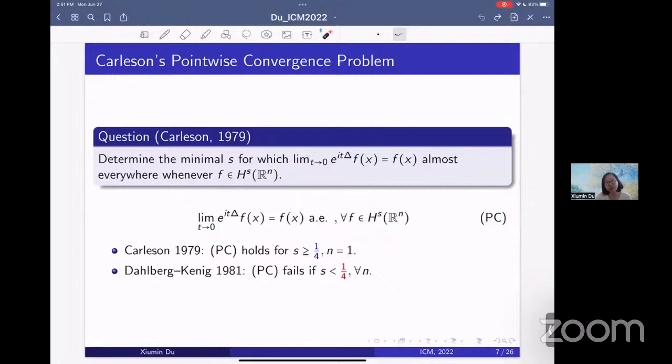Carleson himself proved that when n equals 1, the pointwise convergence holds for s greater than or equal to 1/4. And 2 years later, Dahlberg and Kenig showed that Carleson's result is optimal. They constructed an example showing that the pointwise convergence can fail if s is smaller than 1/4 in any dimension. So the question with n equals 1 was resolved.